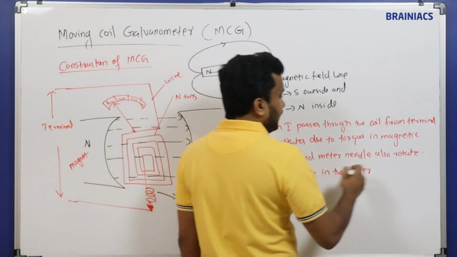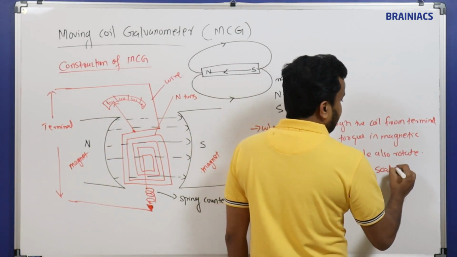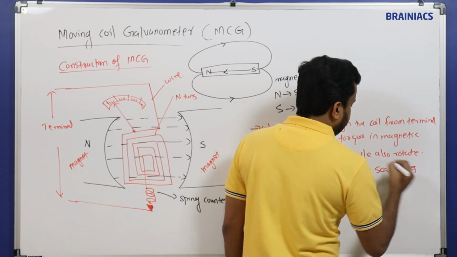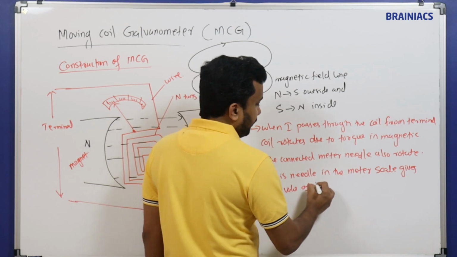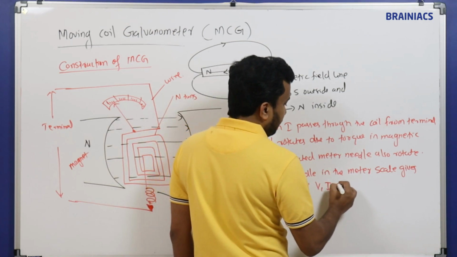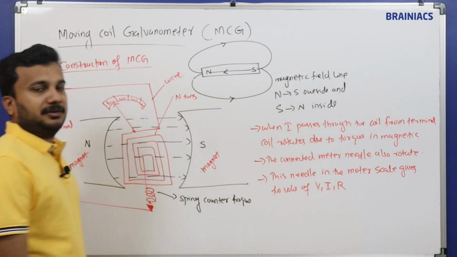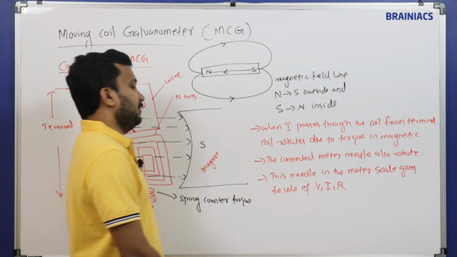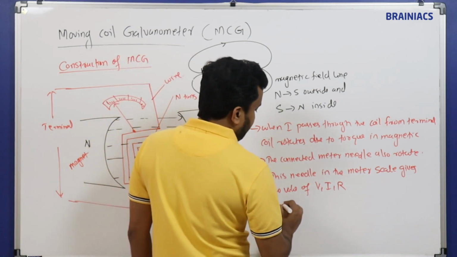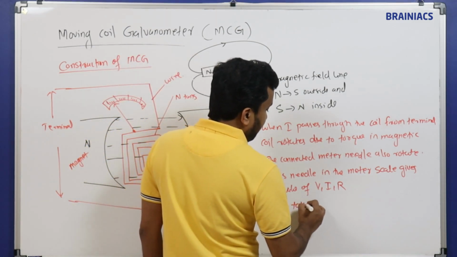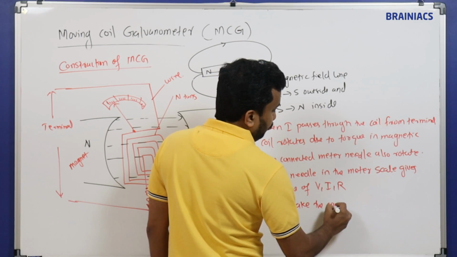So the needle in the meter scale gives the value. If I am measuring the value of voltage, current or resistance, whatever I am measuring, the needle will give that value. Okay, so the second one.